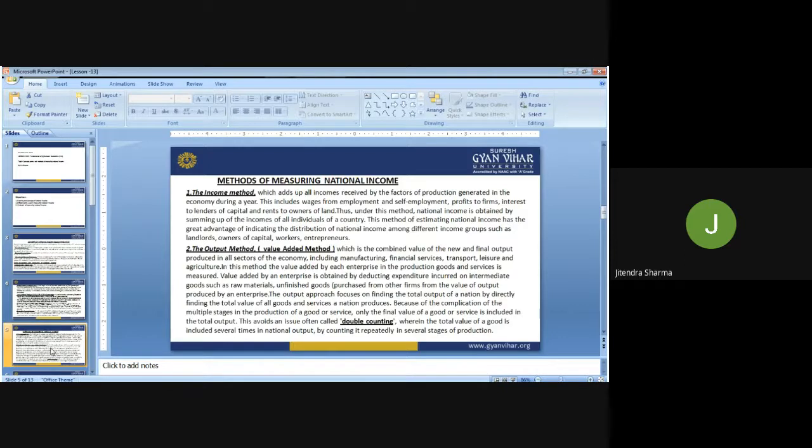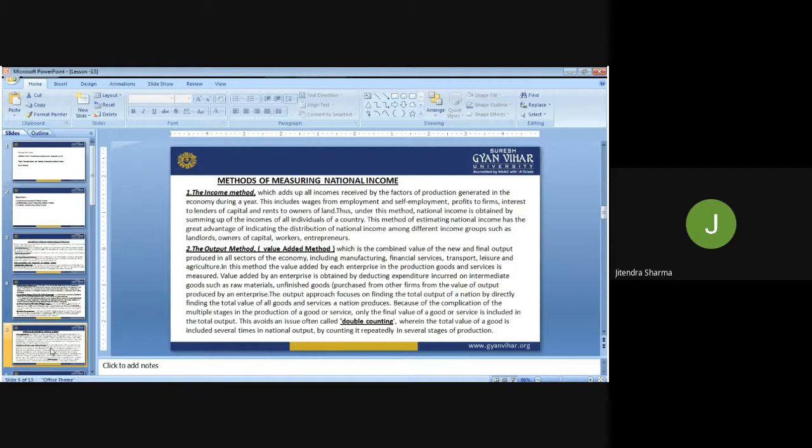The output approach focuses on finding the total output of a nation by directly finding the total value of all goods and services a nation produces. It means whatever products and services are being produced by a nation or group of firms operating within the nation, we add the value, and then we finally calculate the national income.